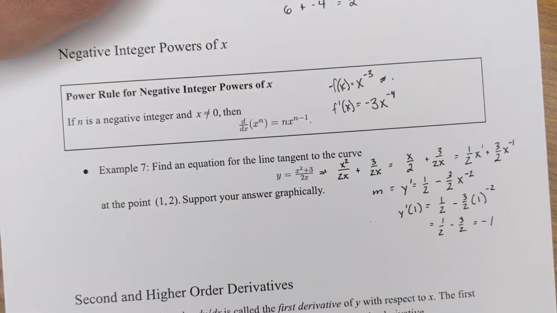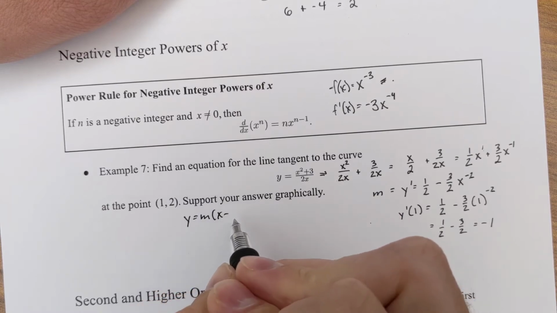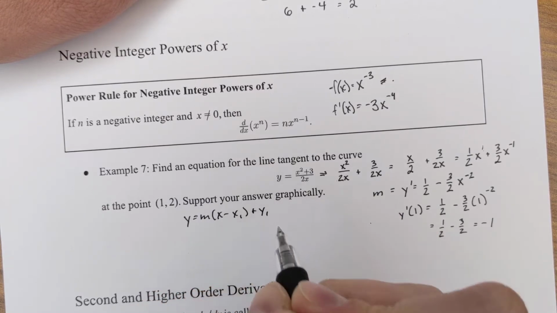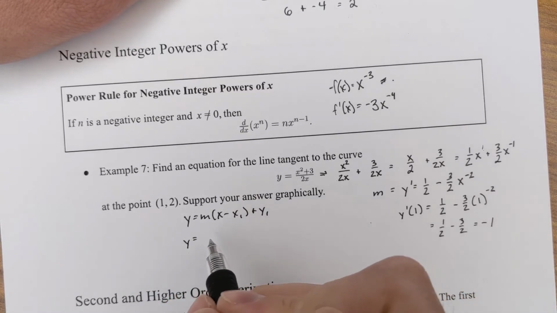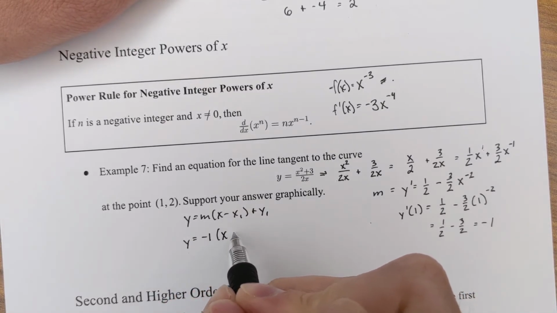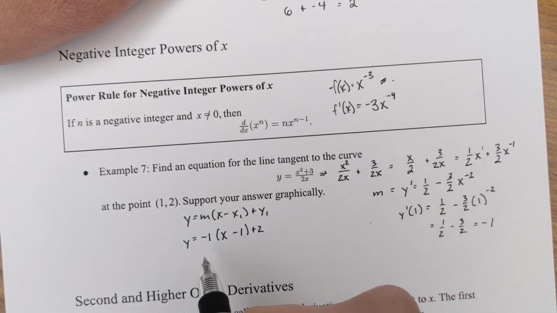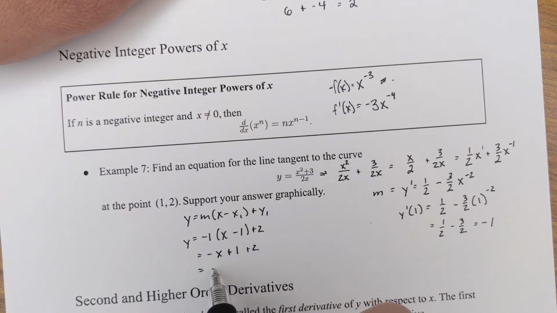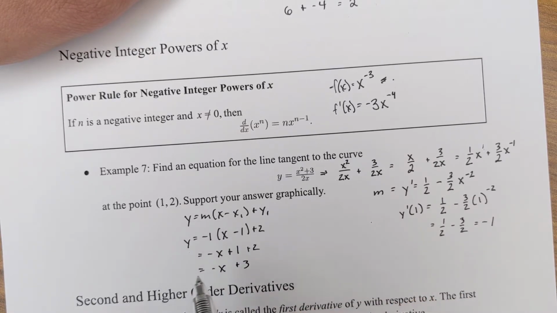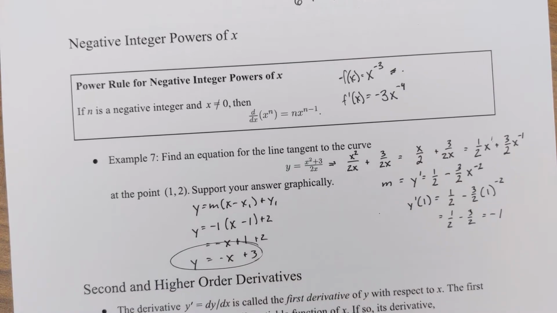So to write the equation of a tangent line, I need the point slope form. Y equals m, x minus x1 plus y1. So y equals, so my m is negative 1, x minus the x value, 1, plus the y value, 2. So this is negative x plus 1 plus 2, negative x plus 3. So this equation is tangent to that curve at that point.